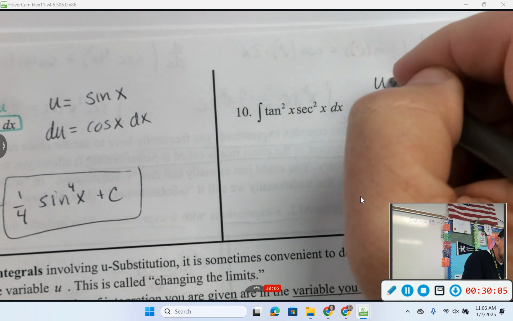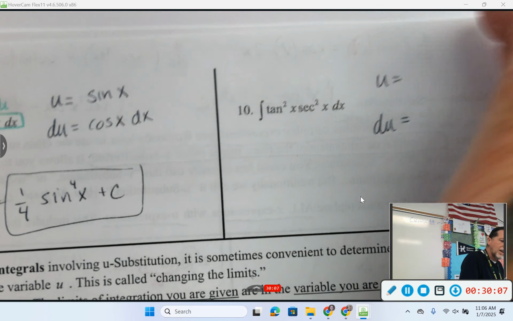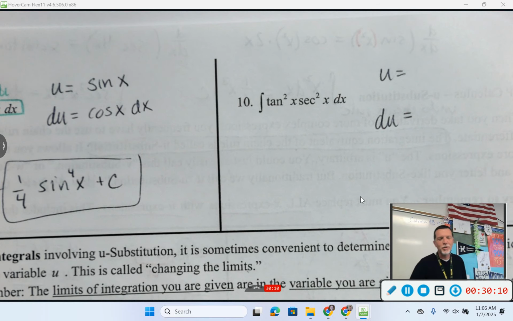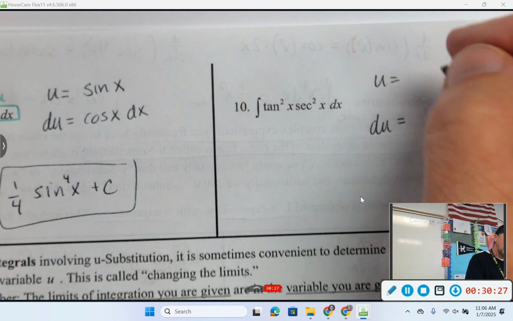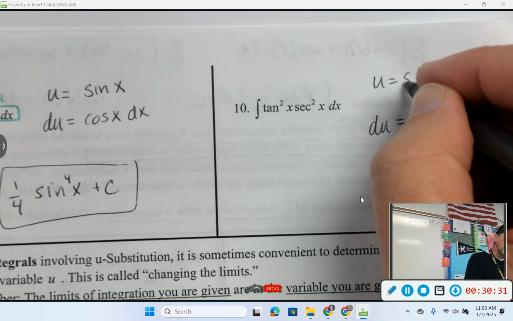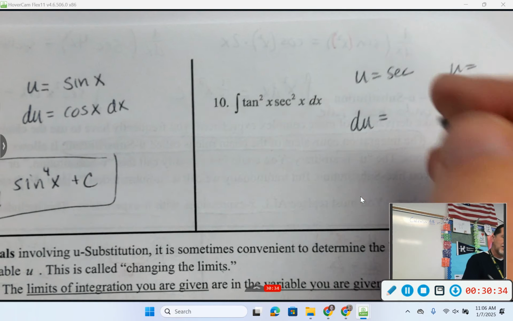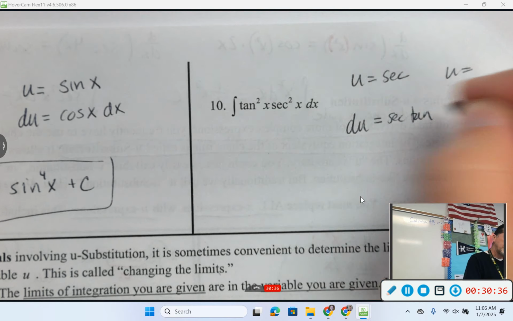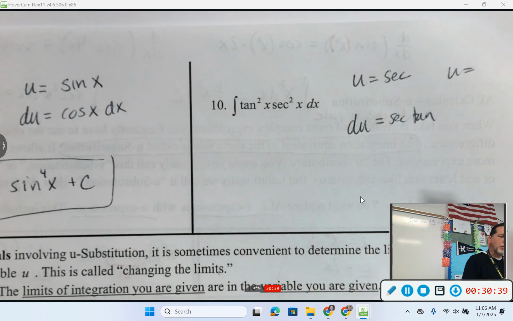Number 10. Another trig one. Again, you've got to know your rules well enough to pick u so that du shows up. So do you want u to be tangent or do you want u to be secant? Which would be a wiser pick? Well, let's think about what's the derivative of secant? Secant tangent. So I don't think that's what we want.